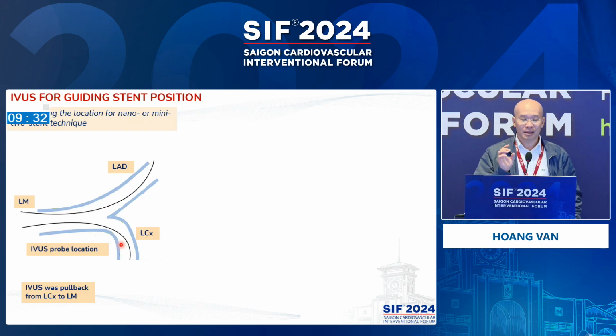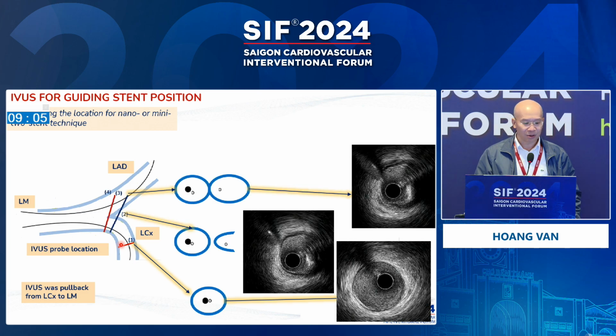And when we assess lesions, we make a detailed plan for PCI of the left main. In clinical practice, sometimes we don't know where the good position of the stent inside the branch is.